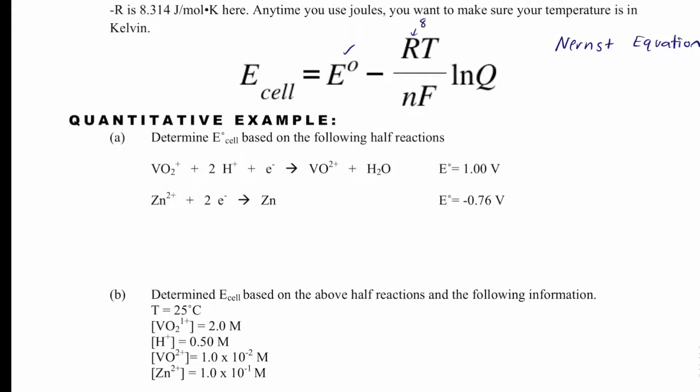R is going to be 8.314 joules per mole Kelvin. T will be Kelvin temperature. F is Faraday's constant, 96,485 coulombs per mole. And then N is in moles of electrons, or specifically how many electrons get canceled when the two reactions add up.